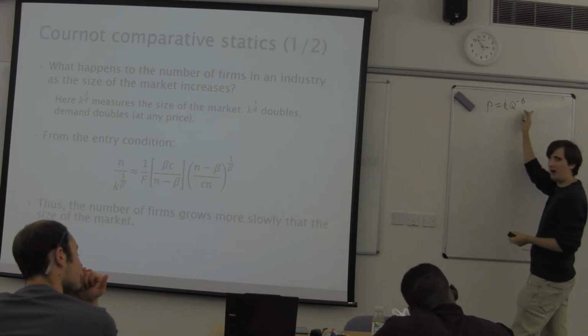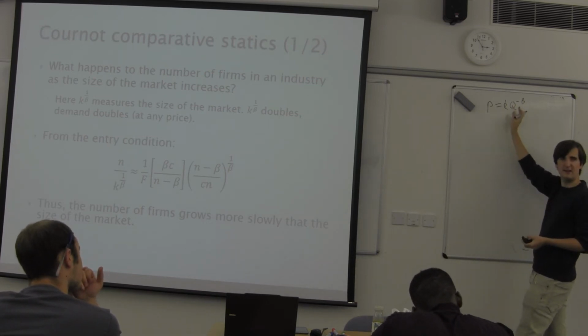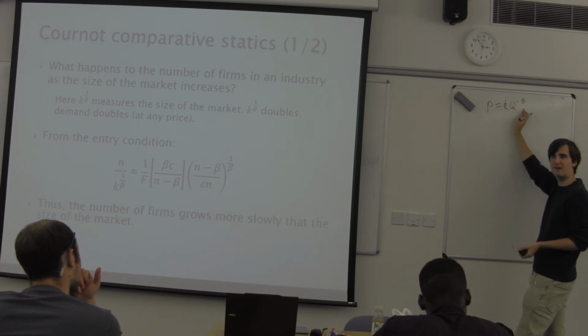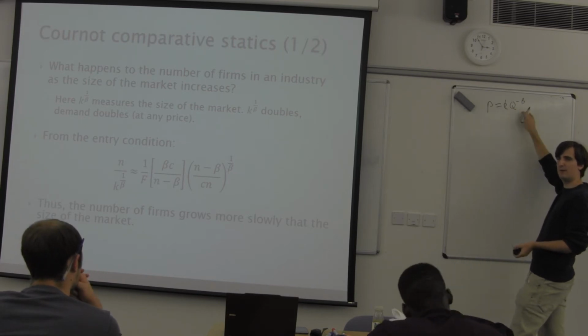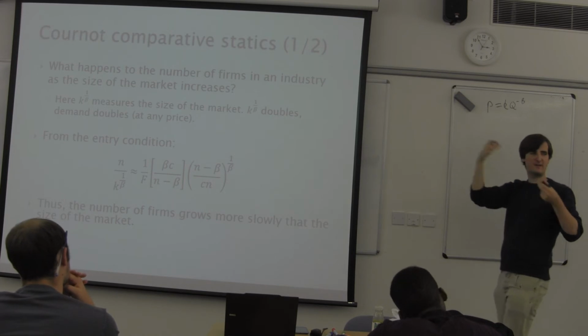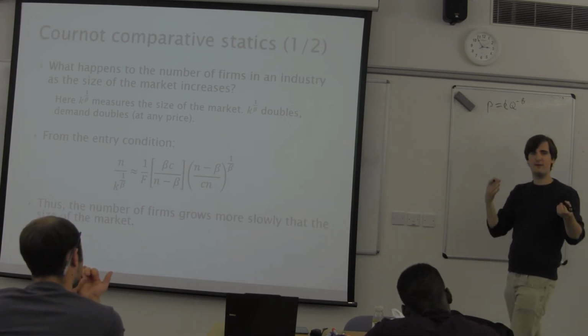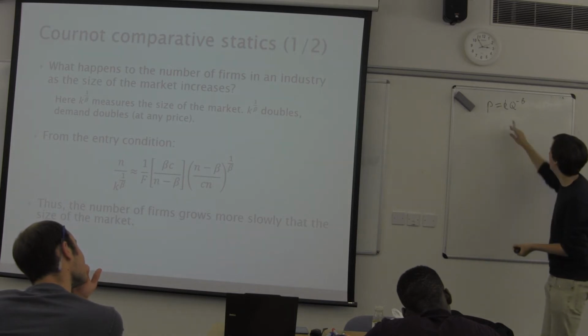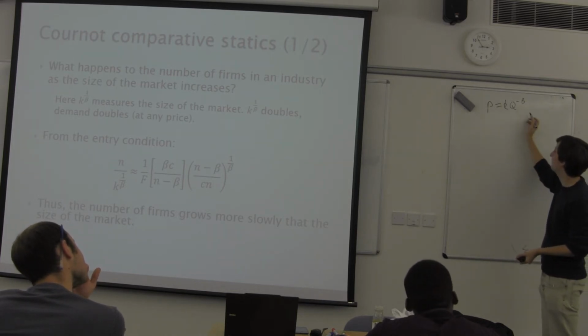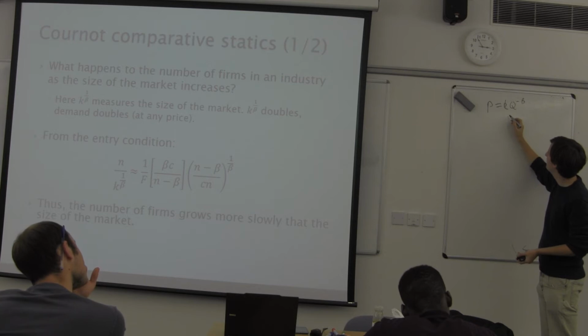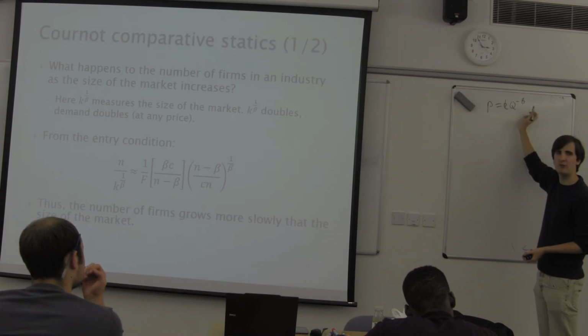It's hard to see from this what the size of a market is, because this is giving price as a function of quantity. To see how big the size of a market is, it'd be clearer if we could see quantity as a function of price. So let's rearrange this to get quantity as a function of price. Let's start by taking everything to the power of 1 over beta.